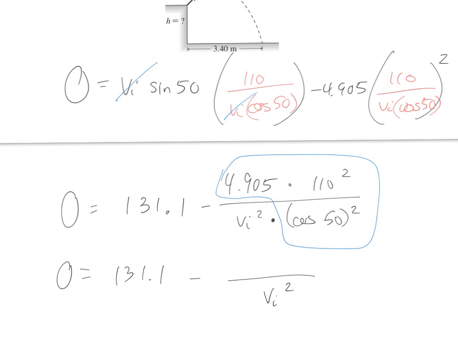110 squared is going to be a very large number. Then you're going to multiply that by a number like 5, which makes it even larger. And then you're going to divide by cosine 50, which is a decimal, which is going to make it even larger. So your answer is going to be a very large number. It's not a coincidence or it's not weird by any means.